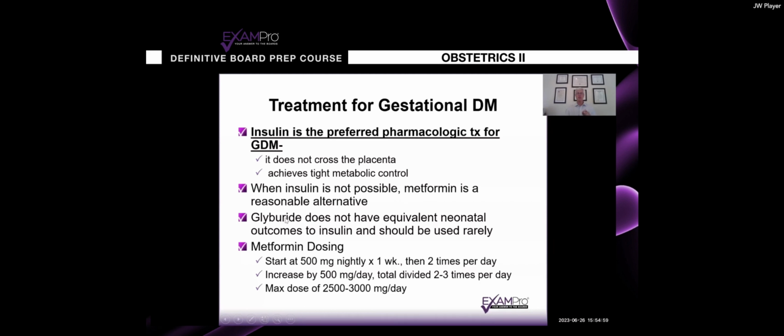Glyburide actually is not on the favored list with ABOG and ACOG anymore because it really does not have the level of suppression of adverse neonatal outcomes that we would want. It is considered clearly to be inferior to both insulin and to metformin. A few of us may have glyburide on our case list.